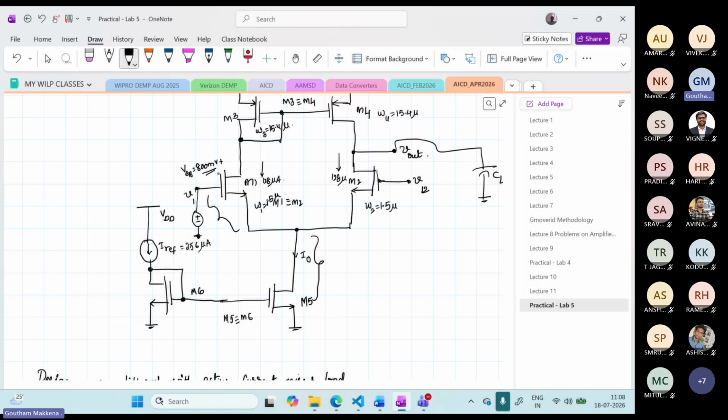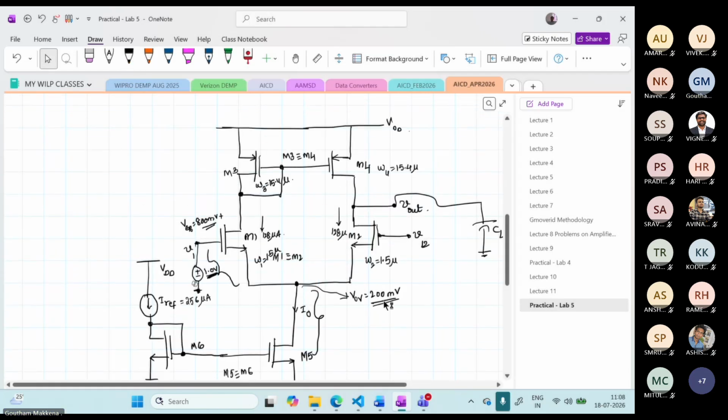So this will be 800 millivolts plus some voltage. Okay, so let me assume an overdrive voltage of 200 millivolts here. So that means 800 milli plus 200 milli, so this becomes 1 volt. So the common mode voltage that I'm applying is almost 1 volt over here.